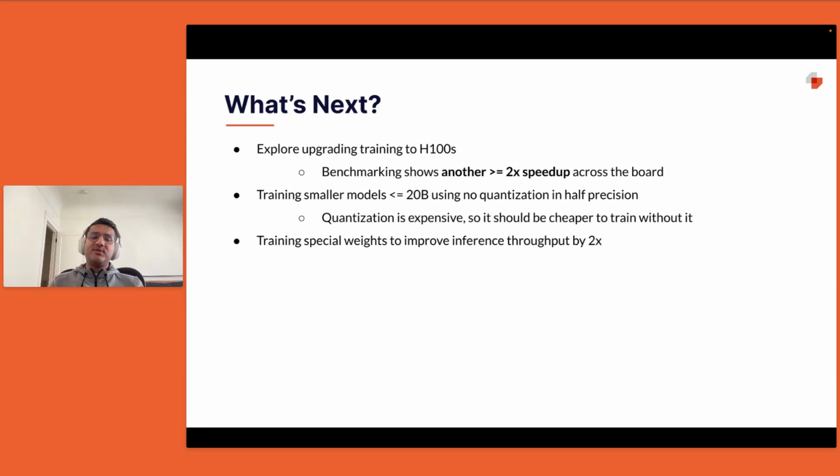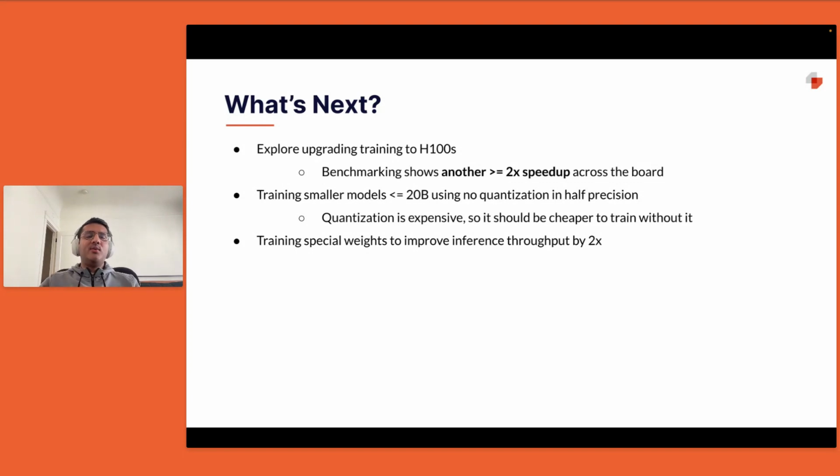And we did benchmark this ourselves internally and saw that you actually get another 2x speedup at almost minimum across the board. But the reason we may not want to use H100s is because they're better suited for inference than they are for training. That's up to us. It's just an internal decision.